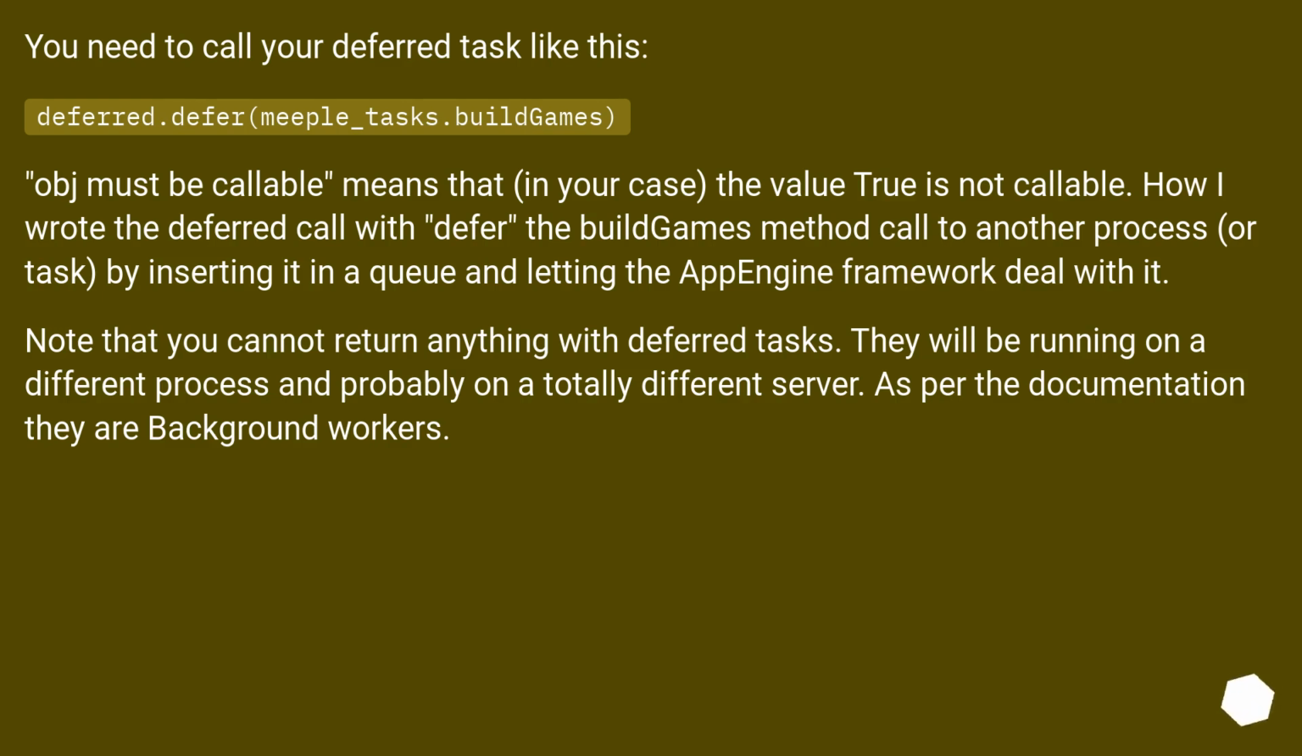How I wrote the deferred call will defer the buildGames method call to another process, or task, by inserting it in a queue and letting the App Engine framework deal with it. Note that you cannot return anything with deferred tasks. They will be running on a different process and probably on a totally different server. As per the documentation, they are background workers.